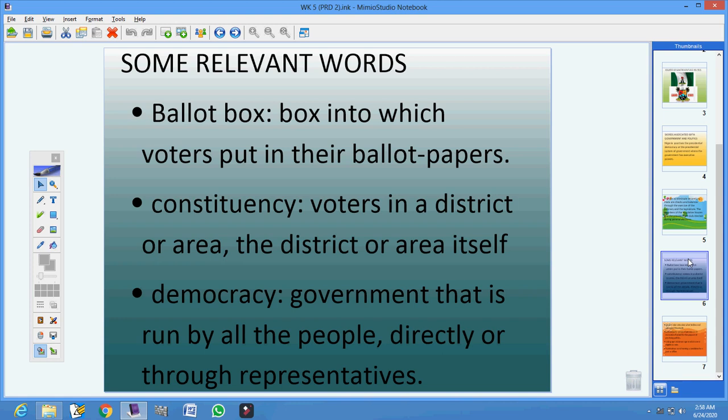First one is ballot box. Ballot box. What does it mean? Box into which voters put in their ballot papers. Constituency, voters in a district or area, the district or area itself. Democracy, government that is run by all the people directly or through representatives.